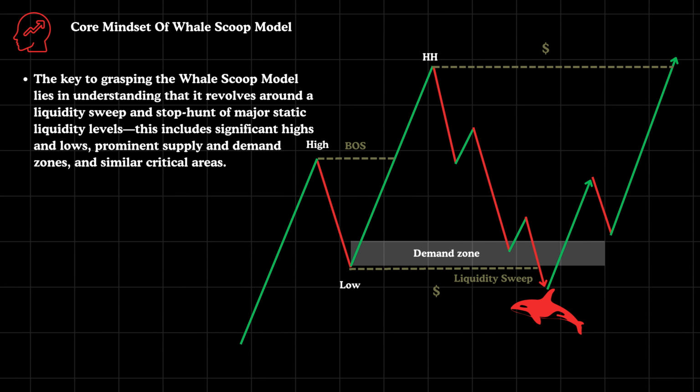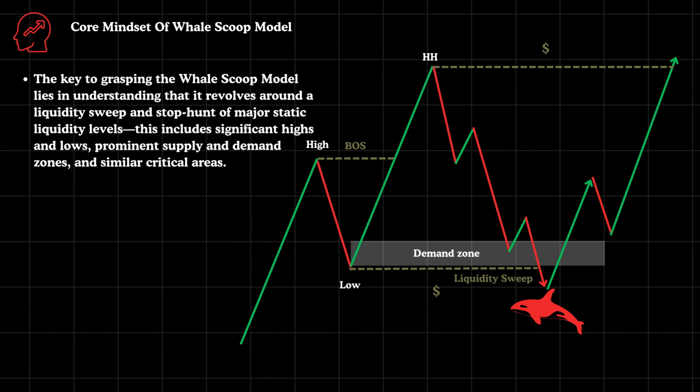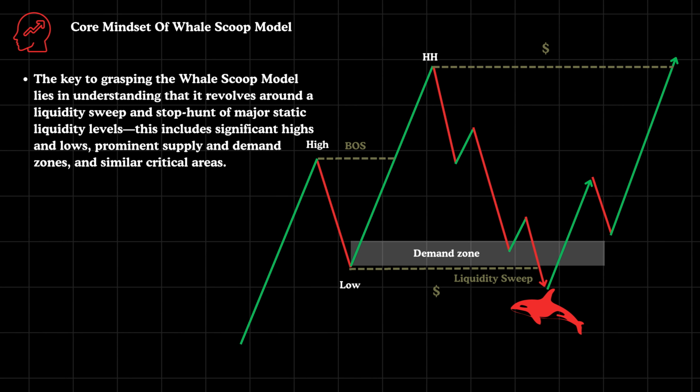The key to grasping the whale scoop model lies in understanding that it revolves around a liquidity sweep and stop hunt of major static liquidity levels. This includes significant highs and lows, prominent supply and demand zones, and similar critical areas. This strategy is focused on executing trades at these external range liquidity zones, either by buying or selling there, and then targeting the opposing side's external liquidity for exits.